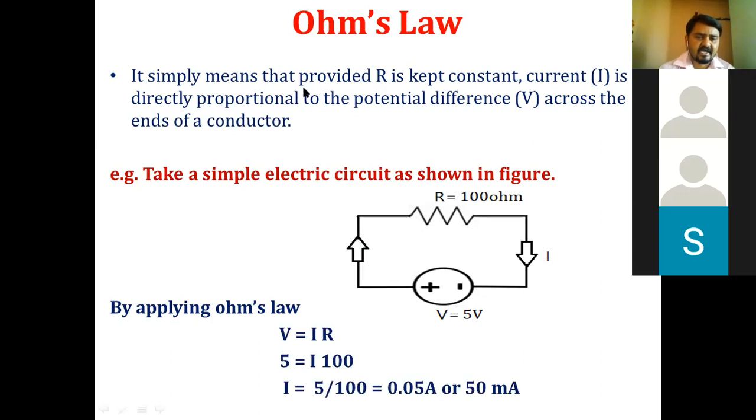It simplifies to: provided resistance is kept constant, then the current flowing through this circuit is directly proportional to the voltage across the conductor. The voltage is given between these two ends of the conductor, and that is directly proportional. If resistance is constant, because of this voltage some current will flow, so this current is directly proportional to V. I is directly proportional to V. We can say that easily. So take this one also.